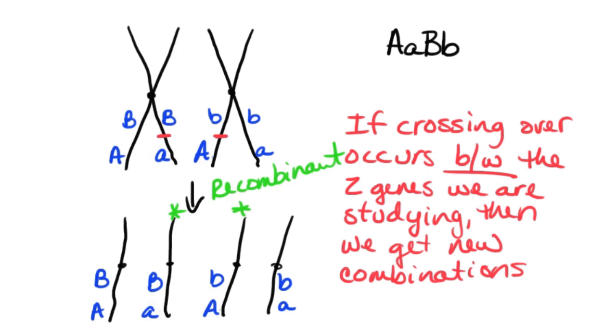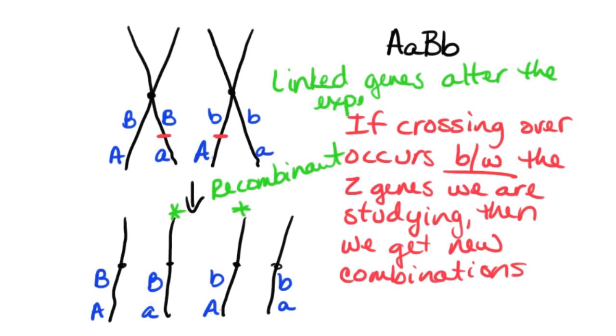Overall, when we do have linked genes, they are going to alter the expected frequencies, so the expected probabilities when we look at the results of our crosses. So if you were expecting to get 50% of one thing and 50% of another, and that ratio was drastically altered, then that would be a clue that the two genes that you're looking at are going to be linked to each other.